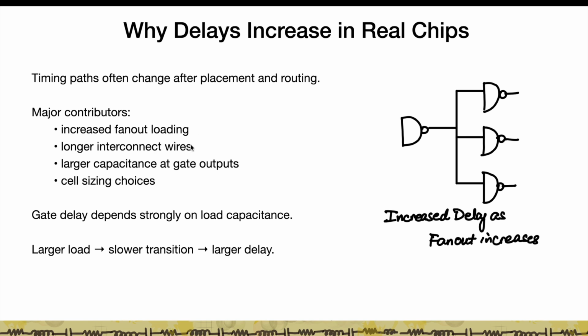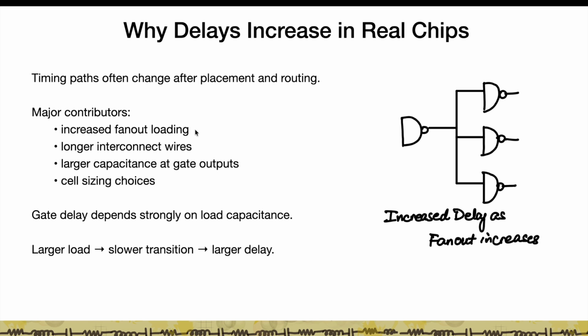The second major factor is wire length. After placement, the router has to connect cells that may end up far apart on the chip. Longer wires have higher resistance and capacitance, more RC delay. Together, fan out and wire length can turn a gate that looked fast during synthesis into a critical bottleneck after routing.